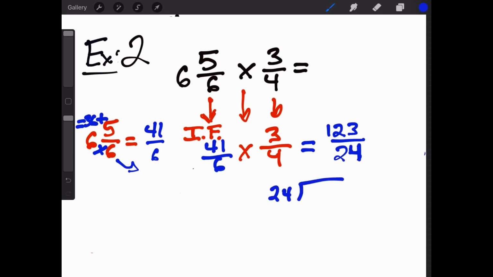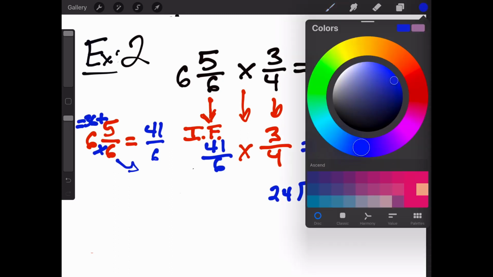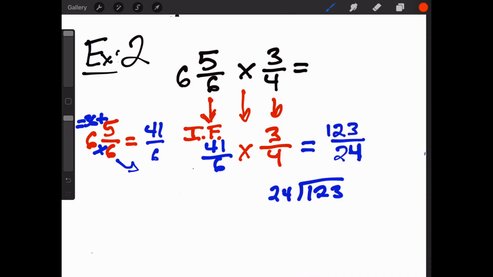24 divided into 123. And some of you can use partial quotients if you remember how to do that. 24 does not go into 1, and it doesn't go into 12. So I put X's over it. Then you ask yourself, what times 24 is close to 123? I always like to look at the first 2 digits. What times 2 equals 12? And the answer is 6.